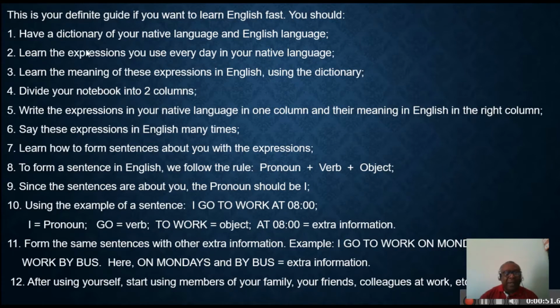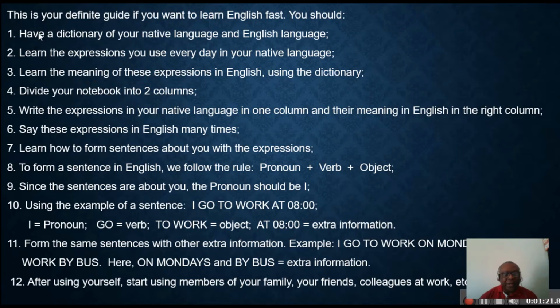So the common expressions you use every day in your native language, you have to learn them. And then three, learn the meaning of these expressions in English. First, you have to know them in your native language. So here you have to write them down, the expressions you use every day in your native language. And then three, now learn the meaning of these expressions in English using the dictionary.